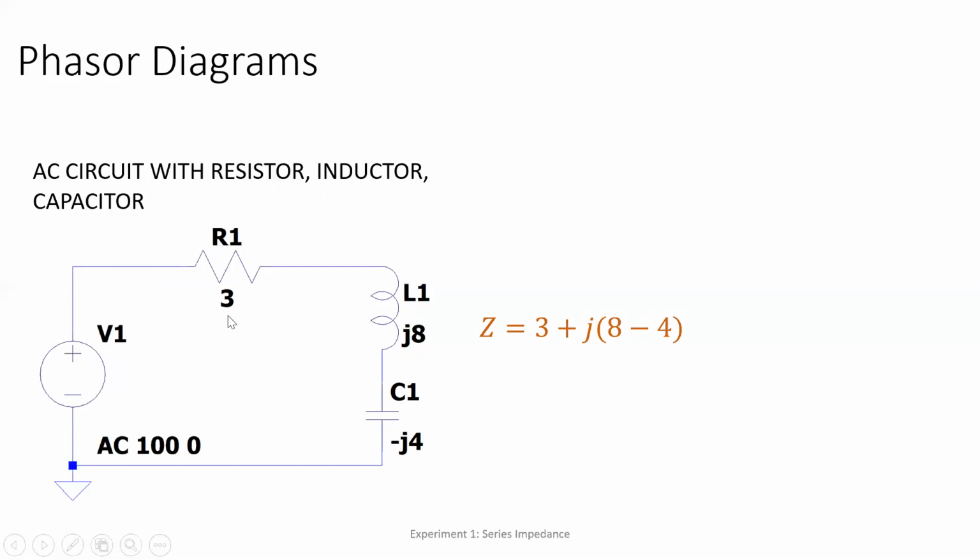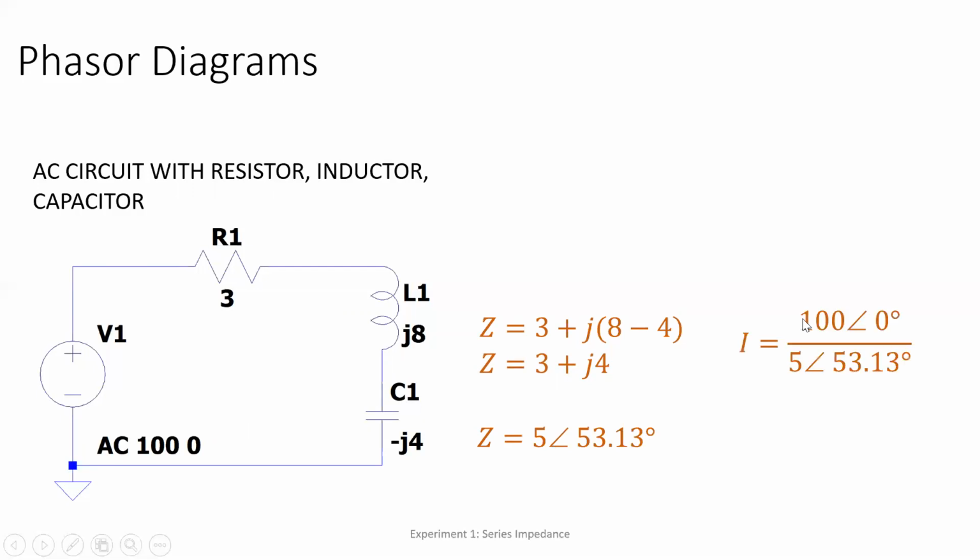So what you need to do is add all the resistances, all the real parts, then add the imaginary parts. So here we have 8 minus 4, J. So next, we have 3 plus J4. So that is our impedance in rectangular form. So next is Z equal to 5 bar 53.13 degrees. So this is the equivalent in polar form. We need to translate this in polar form because our voltage is in polar form.